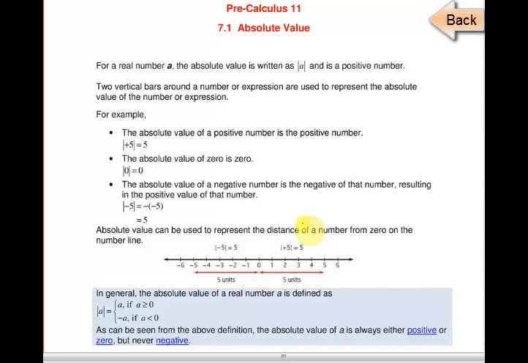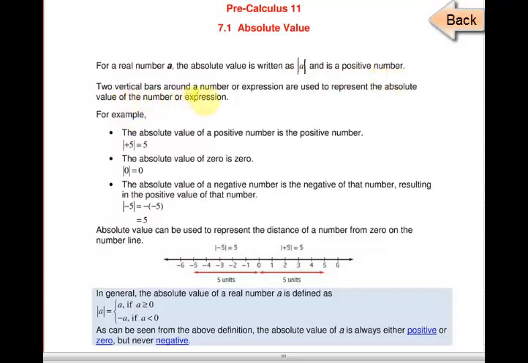So we're going to start Chapter 7 on absolute value graphs and reciprocal graphs. We'll start by looking at the definition of absolute value. So for a real number a, the absolute value is written as |a|, and you see these two little bars on either side of the a. Those are your absolute value brackets. So the absolute value of a is a positive number.